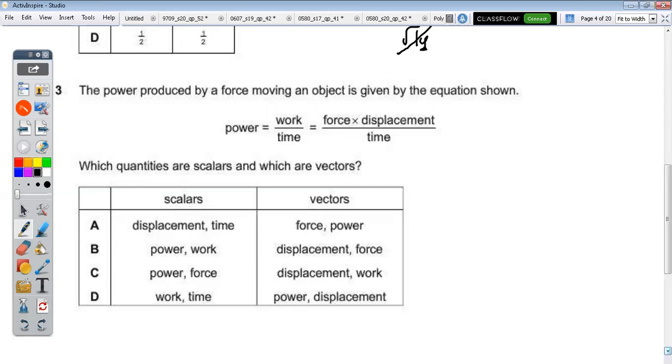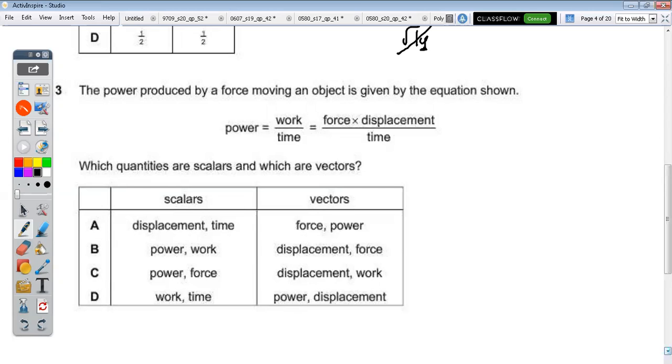Displacement first. I think it's C. No, it's not C. How can force be a scalar? Force has got direction. Oh, sorry. So it's D. No. Yeah, it's D. It's D. B.